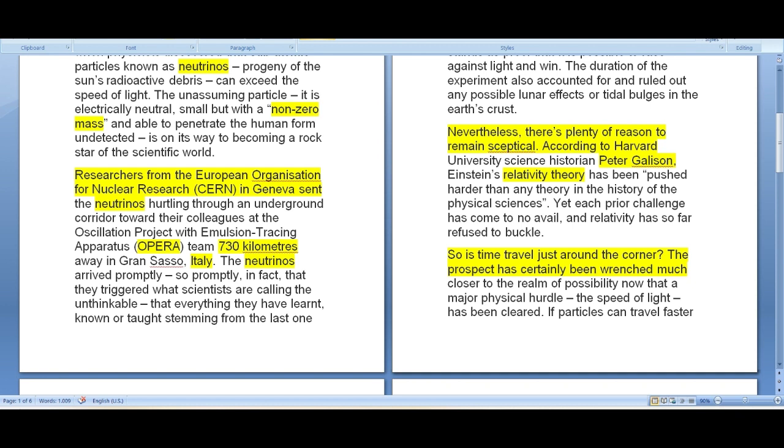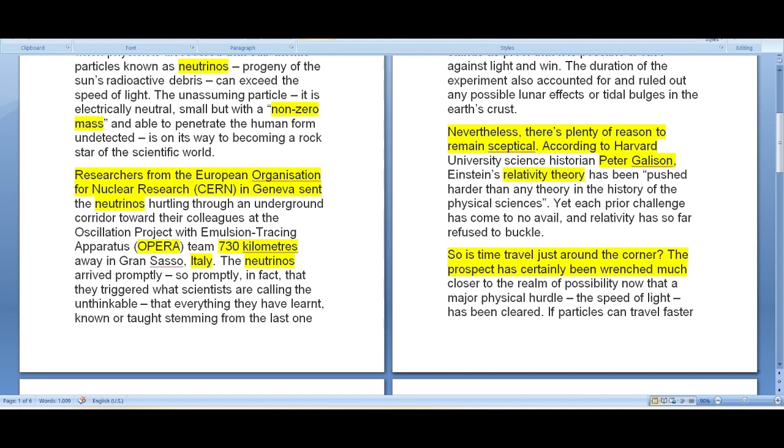So I'm going to the second paragraph, and according to what I have here, researchers are scientists, paraphrased what it says there. We have the city here from Italy and Italy. Let's see what it says though a little bit more carefully. Sent, we have the action. Look, it's in the first 2 lines. Send the neutrinos hurtling through an underground corridor toward their colleagues at the Oscillation Project with the Marshall Tracing Apparatus team, 730 kilometers away in Gran Sasso, Italy.